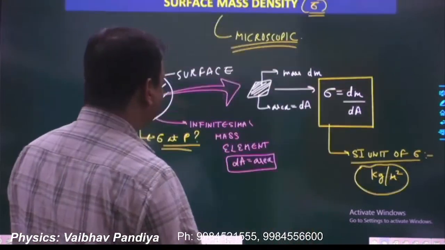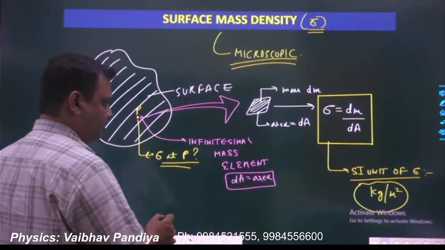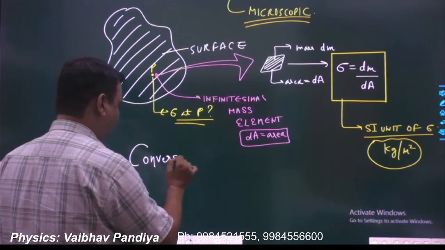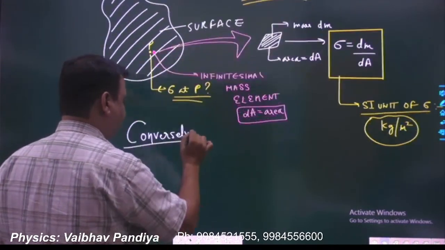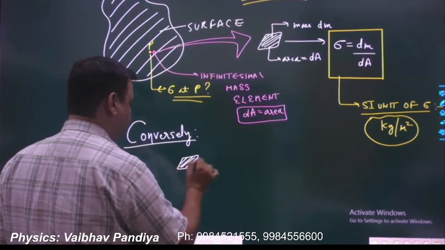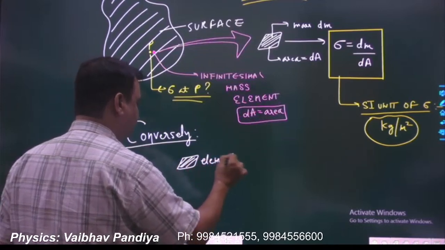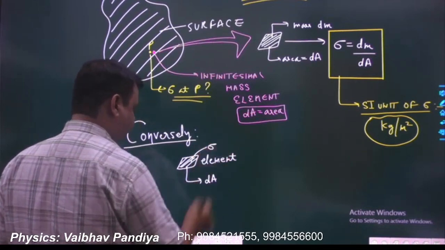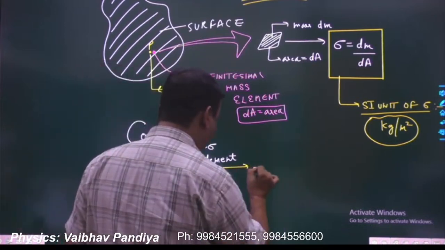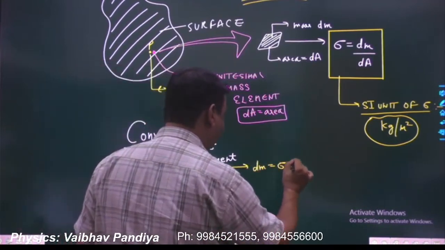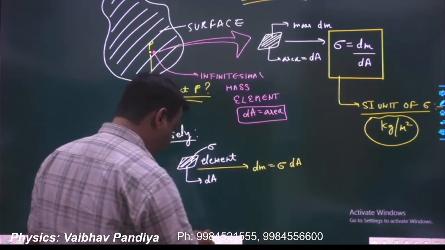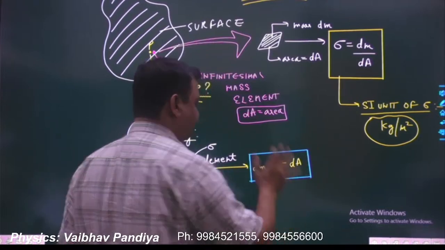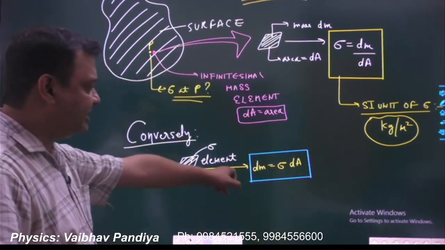Okay. Now conversely, if I have an element which has an area dA and the surface mass density sigma, so its mass dm can be written like sigma times dA. Simply see, the equation is same. Simply you're changing the subject of the formula. You are making dm as the subject. So if sigma is given for the element, you can make dm as the subject and dm will come to be sigma dA.